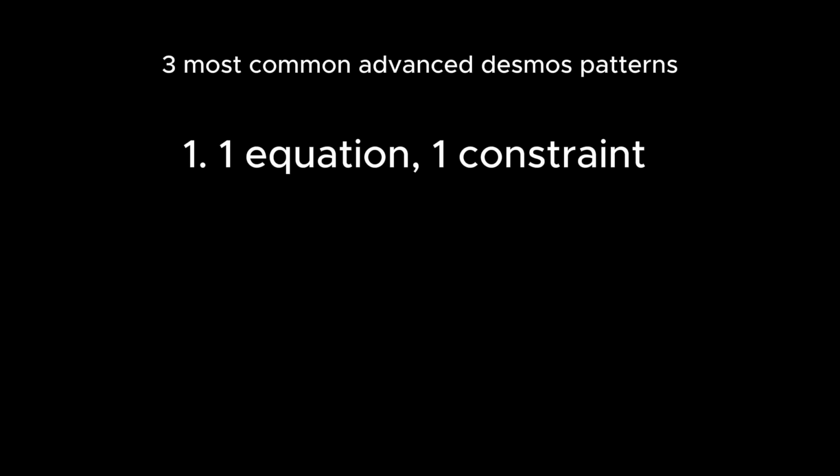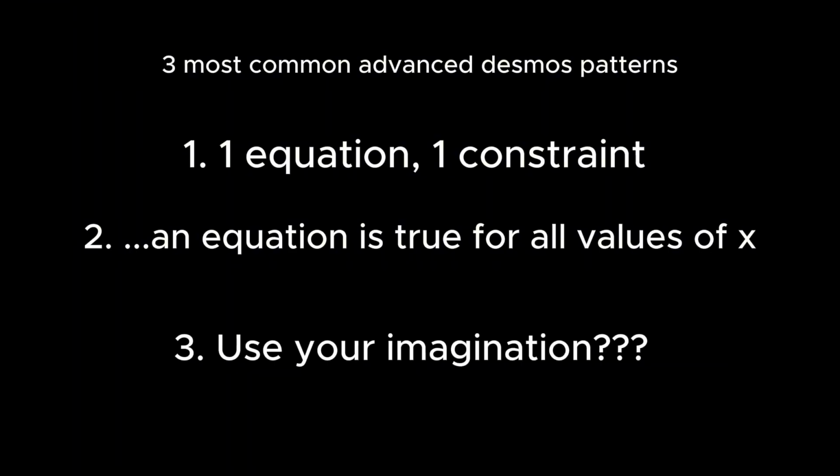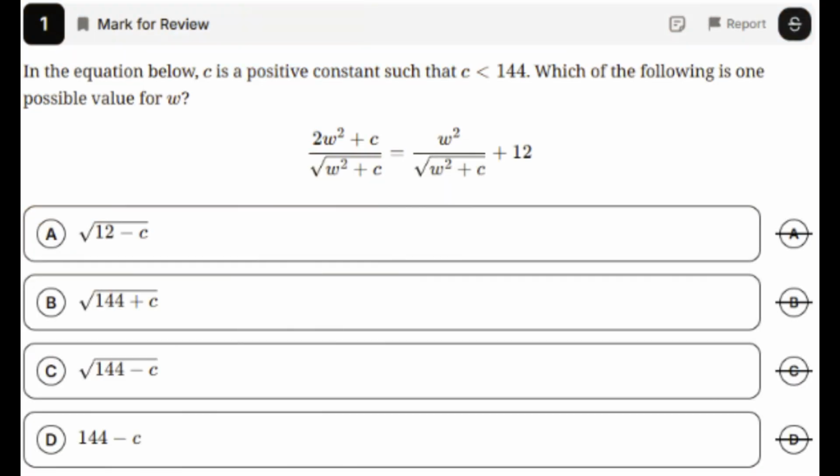Finally, we can get on to some of the hardest Desmosable SAT math patterns I've found on the SAT. Anyways, these three patterns are: one equation, one constraint; an equation is true for all values of x; and use your imagination. Let's go through the first pattern in depth first, and I will explain how you should go about solving these problems. As you can see, here in this problem there is an equation and constraint given.